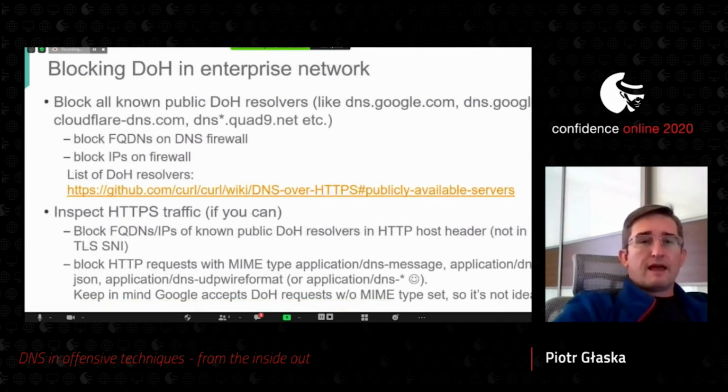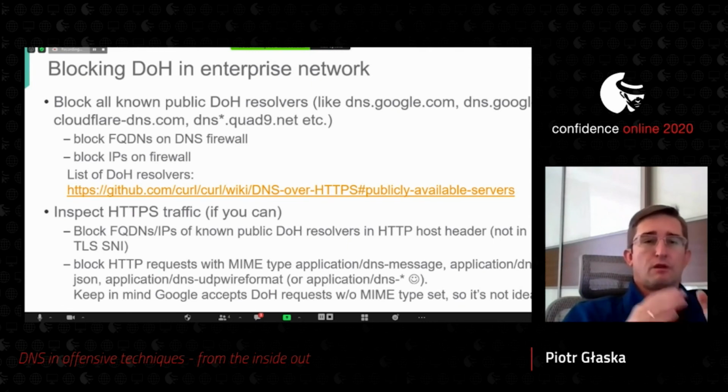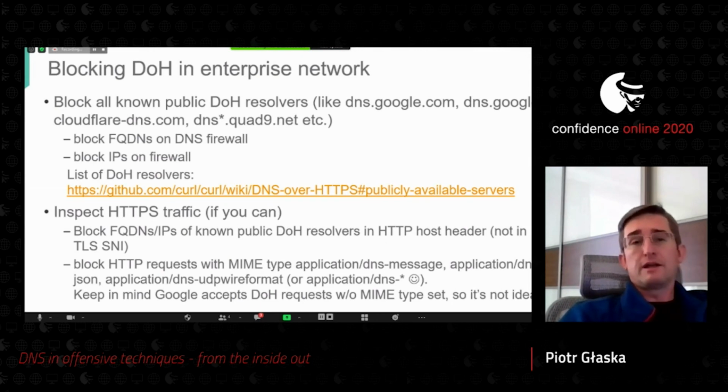So, as I said, regarding DoH, I don't think it's a big change in the security space. People are afraid of that. But actually, in case of enterprises, in case of company security, you basically should do what you were always doing. So you are blocking port 53 to block public DNS resolvers. And now you just need to use a different way to block all public DoH resolvers.